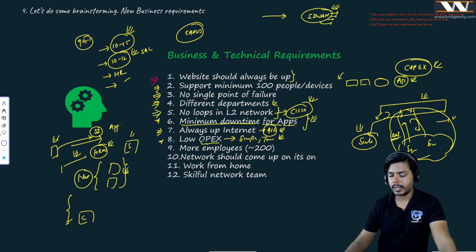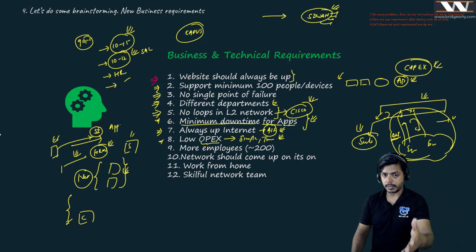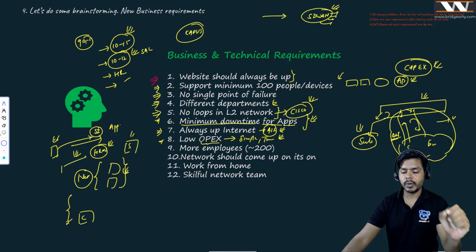Hiring staff who work daily, or spending money on daily things, comes under OPEX. And he's saying, I'm ready to spend one time, but make sure my OPEX in the long term is less. Another business requirement. It's a new requirement, because previously it was low CAPEX and OPEX, and now it is saying low OPEX.